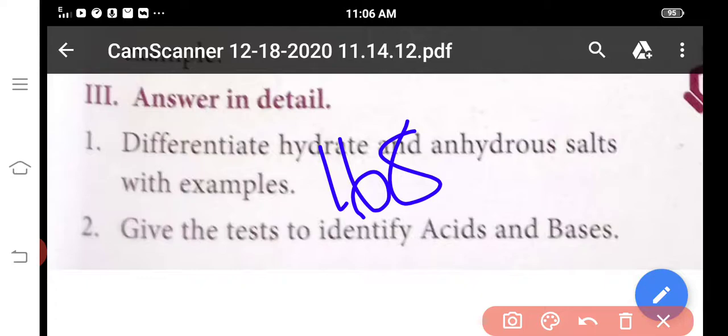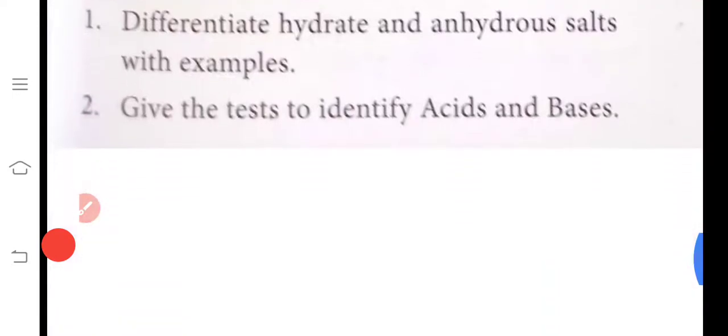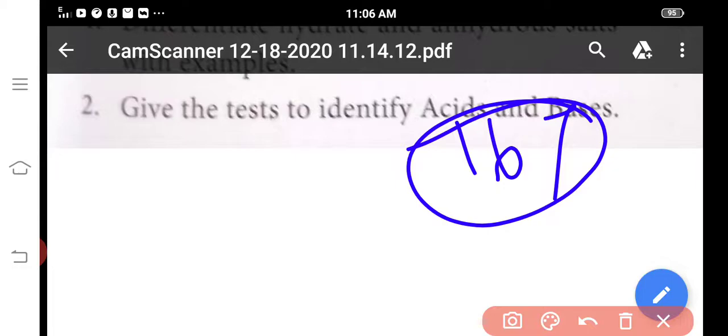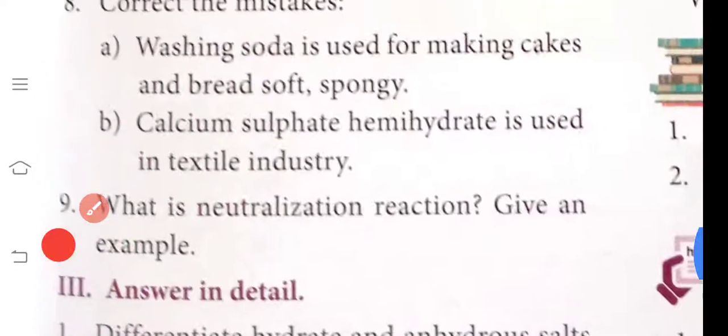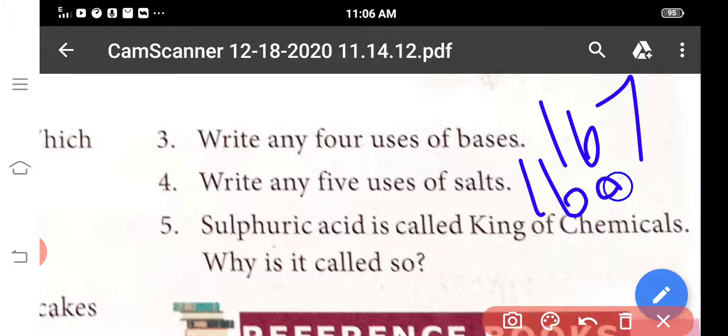Give the tests to identify acids and bases. Page number 167. You see the page number 167. There are the answers. Test for acids and bases. Okay. Then next question. Write any 4 uses of bases. Page number 167. There are the answers. The next one. Write any 5 uses of salts. Page number 169. There is the answer.